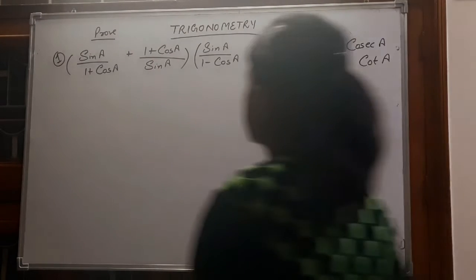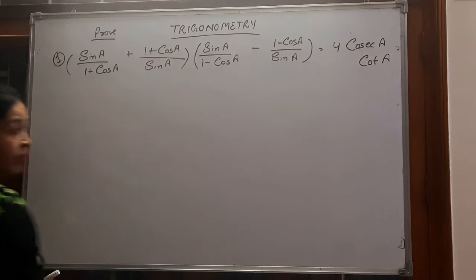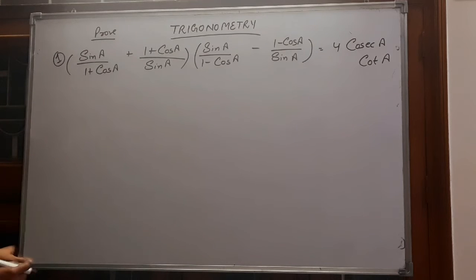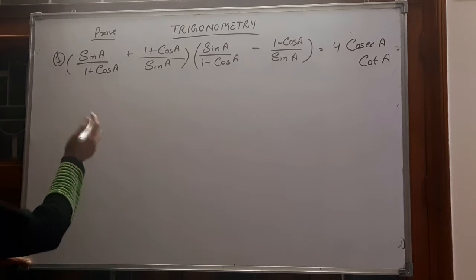Hello students, let's do some important questions on trigonometry. [sin A upon 1 plus cos A plus (1 plus cos A) upon sin A] into [sin A upon 1 minus cos A minus (1 minus cos A) upon sin A]. You have to prove that this is equal to 4 sec A cosec A cot A.